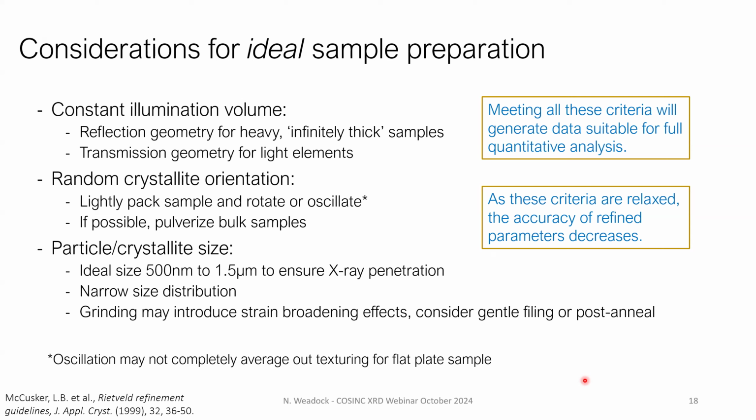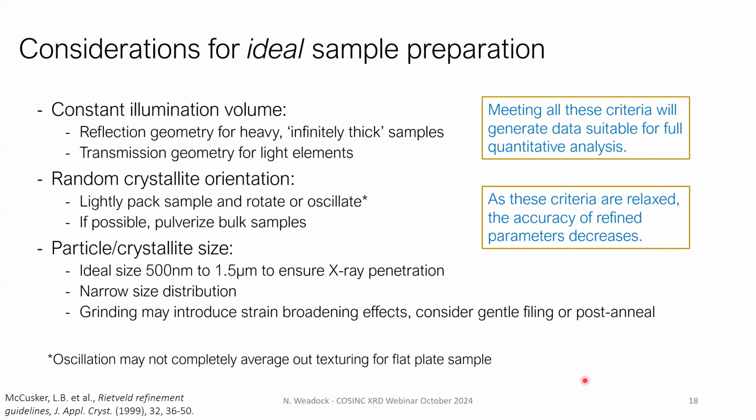Now your powder particle size should be on the order of 500 nanometers to 1.5 microns, and that will ensure that the X-rays completely penetrate each individual particle. And this will give you the texture kind of like flour is what you're aiming for. And you also want a very narrow size distribution if you're less than that 500 nanometers, so that you don't have any broadening from the size.